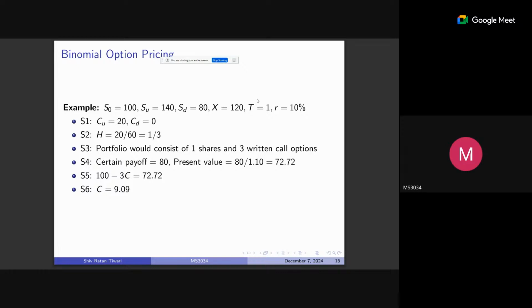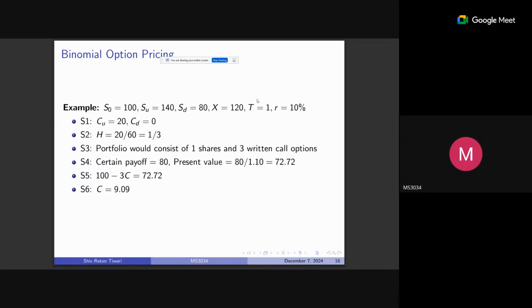So in this case, if this is your portfolio, what is your certain payoff? There are two possible cases. If the price is 140 on expiry, the value of the one share you hold is 140, but you sold three options, and the person to whom you sold them will exercise because the call option has positive value. So you have to pay him 20 times 3, so your net payoff is 80 rupees. In the second case, when the share price decreases to 80, the call holder will not exercise his option, and the value of your portfolio is 80 in that case also. So in both cases you have a payoff of 80, so it is certain. You can calculate the present value of that, that is 80 by 1.1, that is 72.72.